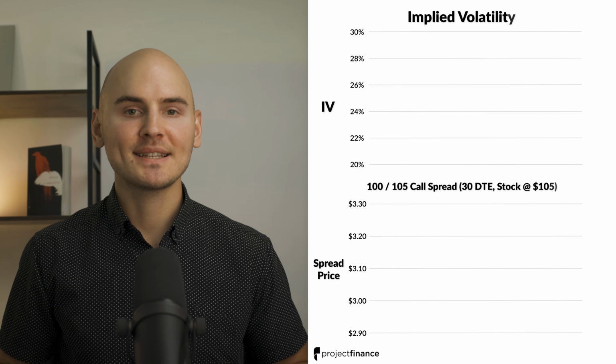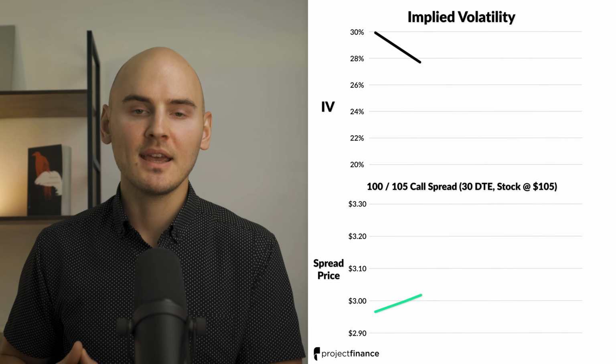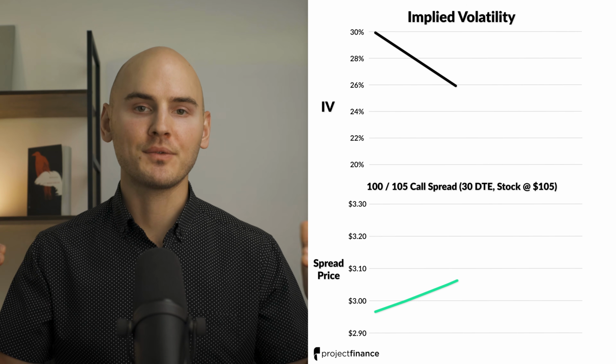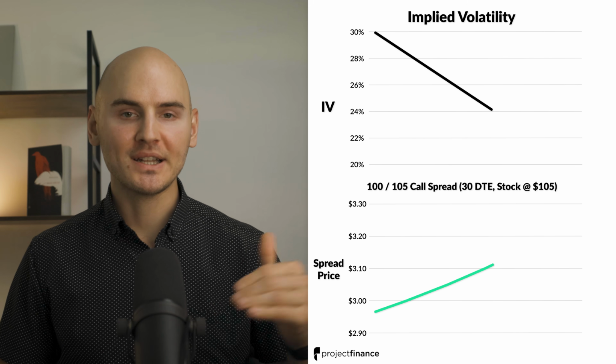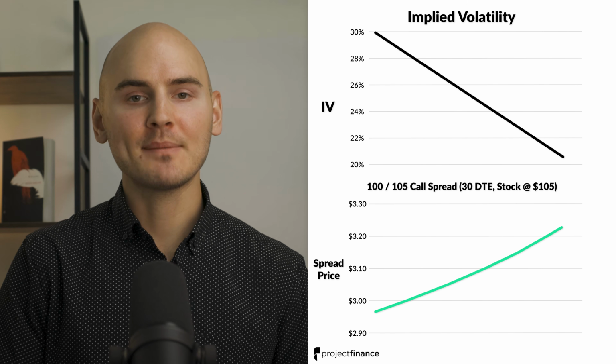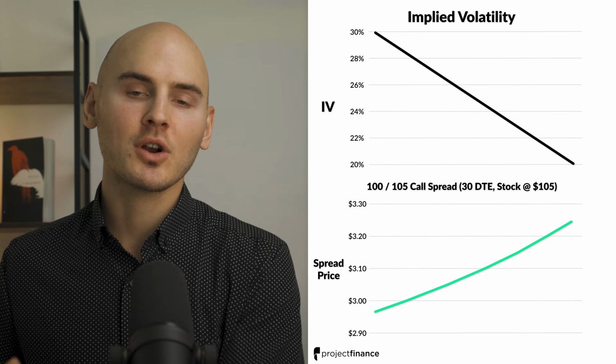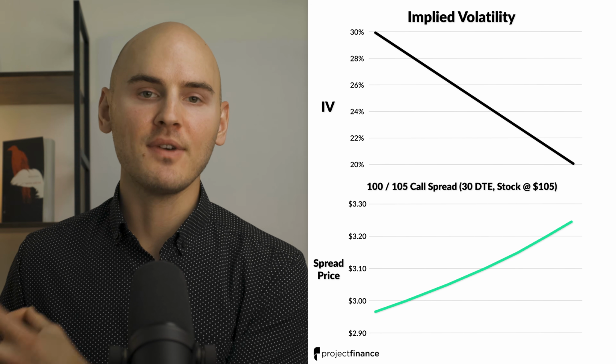This time around, we can see that the spread's value actually increases steadily as the stock price is at $105 and implied volatility is decreasing. The reason this is happening is, as I described, as the stock price goes from your long call strike price to the short call strike price, the spread's Vega position flips negative.